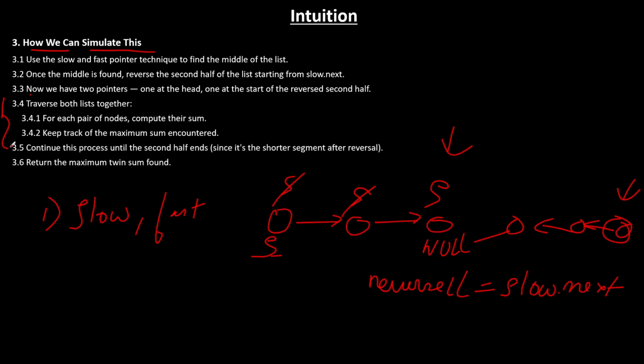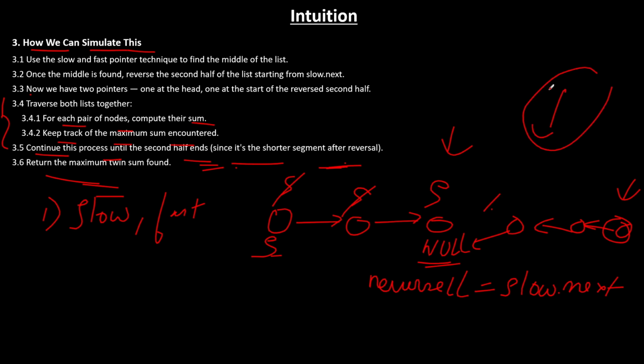We traverse the list together for each pair of nodes. We compute their sum. We keep track of the maximum sum using a variable. Now we continue this process until the second half, since it's a shorter segment after reversal, because this will eventually point to a null value, right? So till that time we traverse the linked list and return the maximum. Fine. So this is all about how to find the midpoint, then reverse the linked list, then use the concept of two pointers, right? This way we could solve our problem very easily.